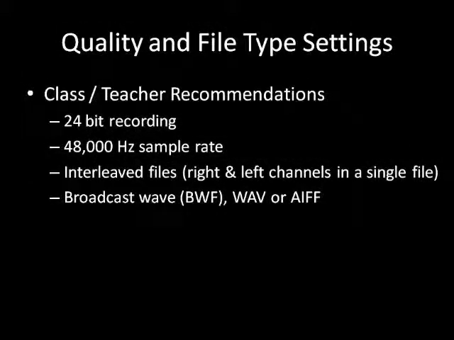Quality settings recommended for this class include 24-bit recording, a 48,000 Hz sample rate, and interleaved data. Recommended file type settings are broadcast wave, wave, and AIFF. While having nothing to do with quality or file type, another recommendation is that you set your buffer size to 128 during recording to reduce latency. I mention it here because it is a setting commonly found with the record quality settings.